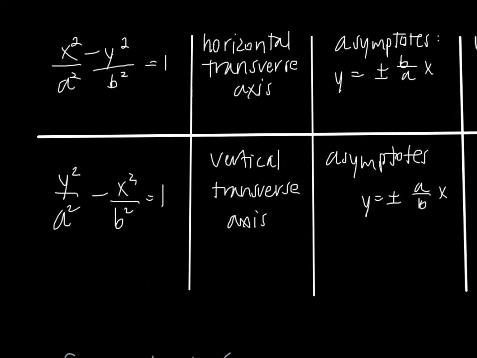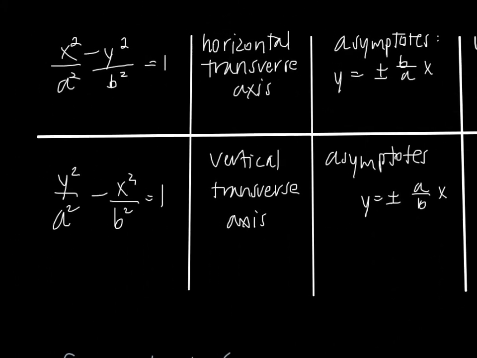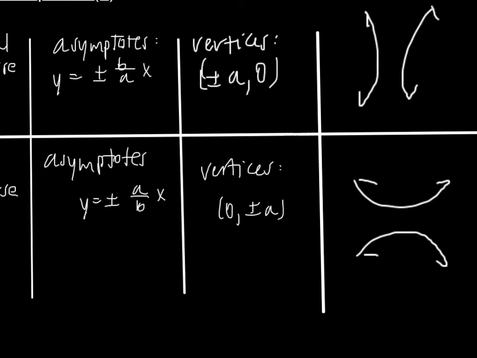Now our second type of hyperbola has a vertical transverse axis. Once again, this is going through the branches, and our asymptotes are y equals plus or minus a over b x. So this one is b over a, this one is a over b, and our vertices are 0, plus or minus a. These make sense because the vertices on the first graph are on the x-axis, whereas on this graph our vertices are on the y-axis. So this makes sense with our coordinates.